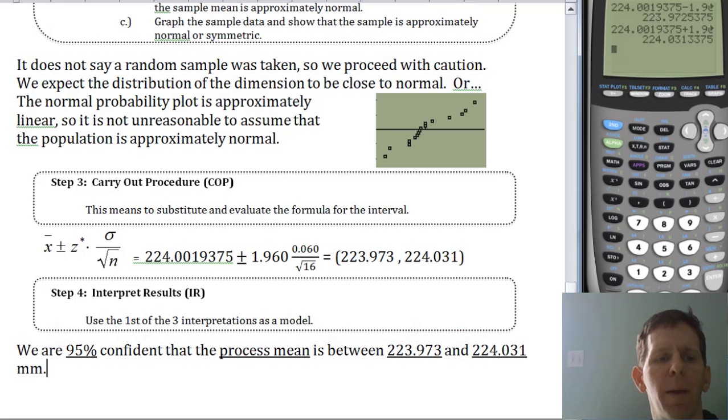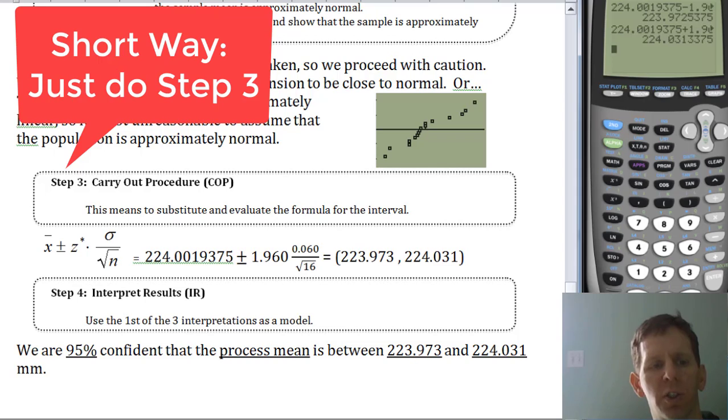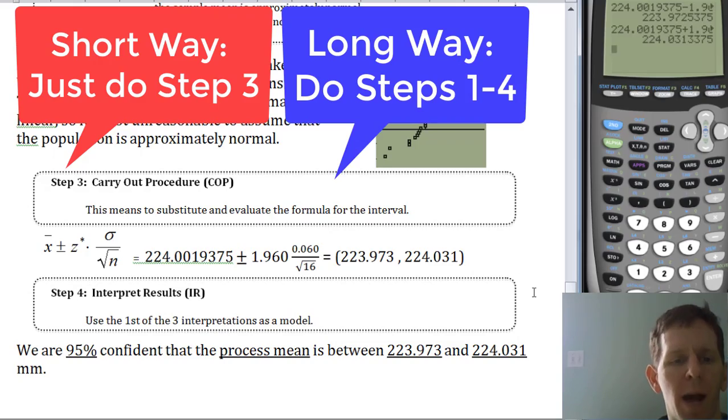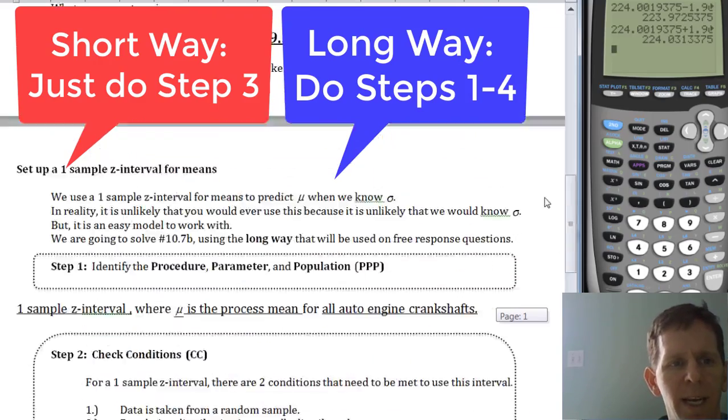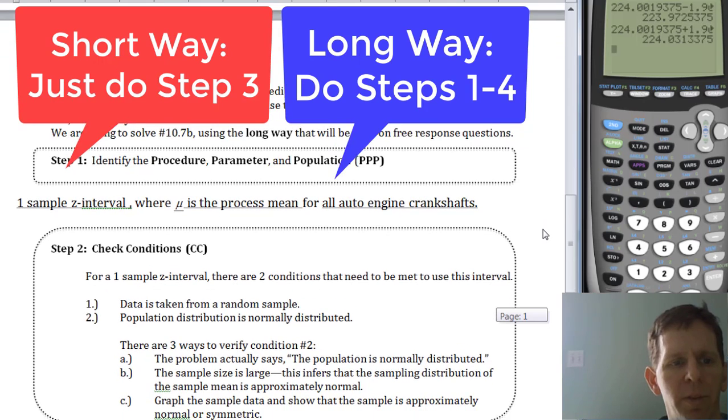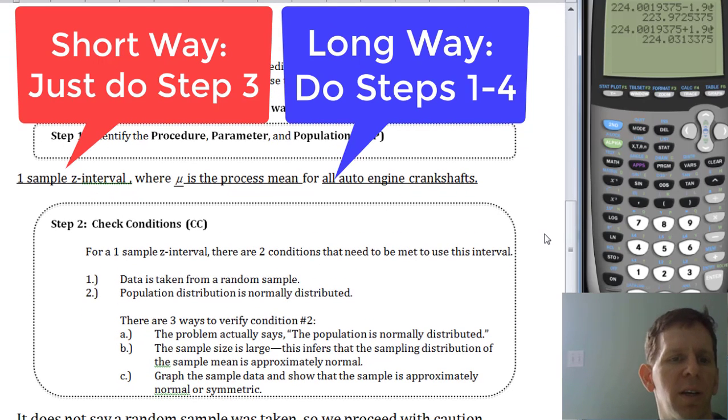So on your homework assignments, there's sort of 2 different ways that you'll answer a confidence interval problem. If the problem says complete the problem using the short way, all that means is use step 3. Carry out the procedure, plug in the numbers, get an answer. If the problem says long way, the expectation is that you're going to show the 4 steps like we addressed here on the back side of the worksheet. We're going to practice this an awful lot this unit, and you're going to actually get pretty good at this along the way.